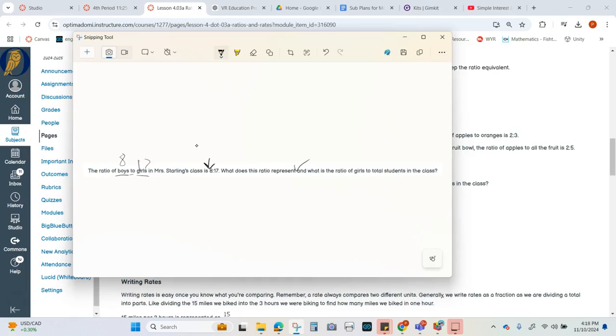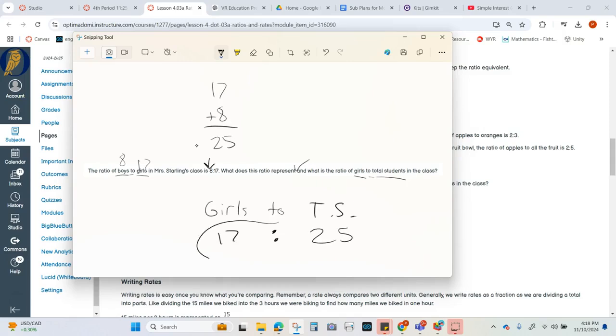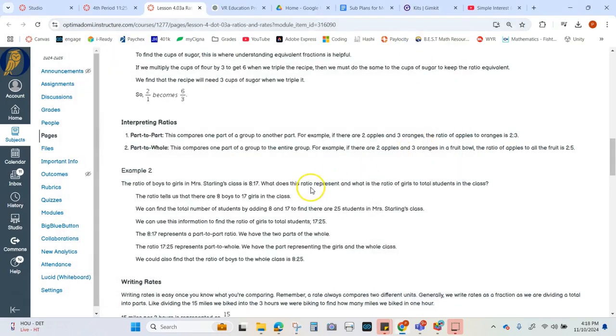And what is the ratio of girls to total students? Well, remember the order matters. So girls to total students. There are 17 girls, colon. How many total students are there? Well, there's 17 girls and 8 boys. So that would give us 25 total students. Oh, yeah.